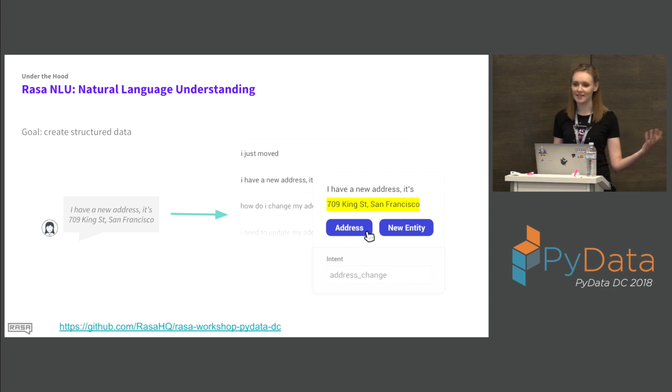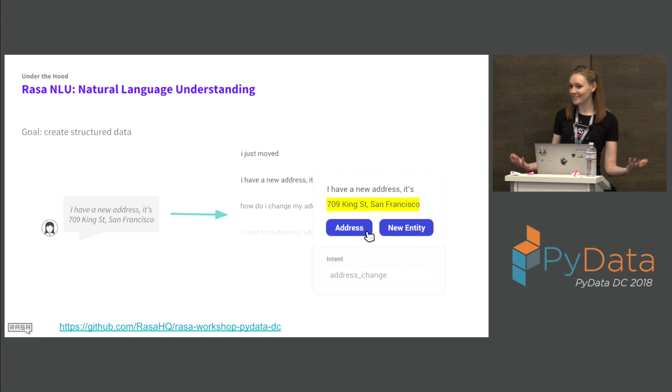So the goal is to take unstructured user input in simple human language. For example, just like I have an example here, I have a new address, it's 709 King Street, San Francisco, and probably the user wants to change an address to this new address. So the goal is to extract structured details from this input, which an assistant can understand and use in the later stages. The structured data consists of two components.